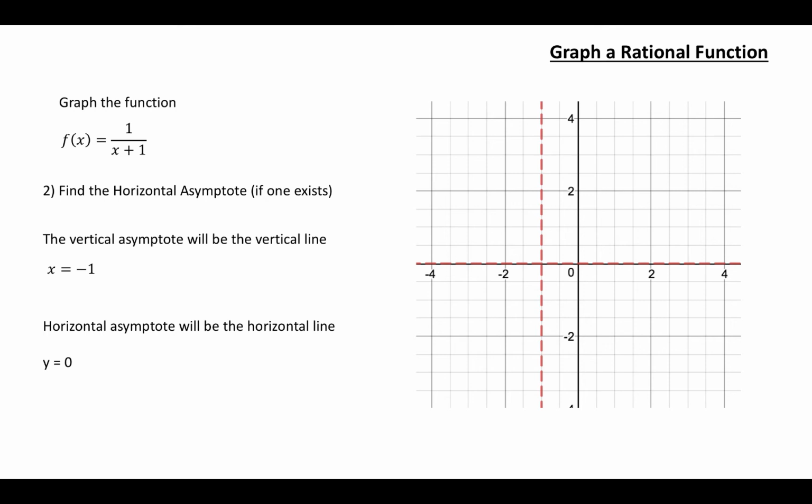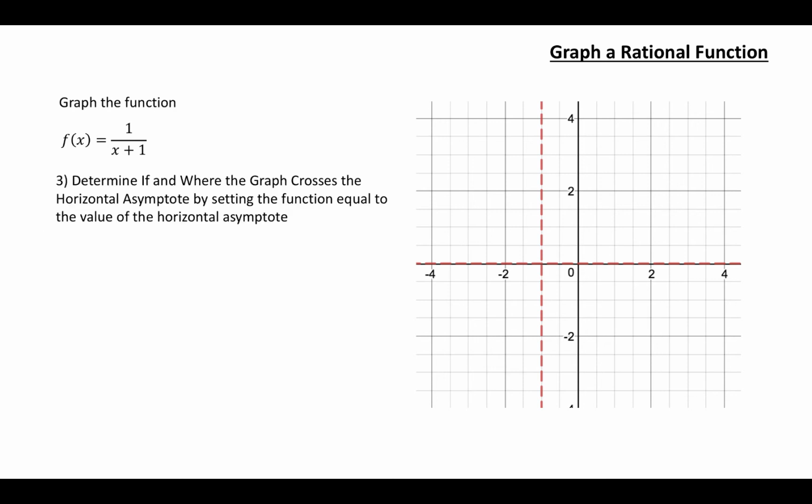Next, we will need to determine if and where the graph crosses the horizontal asymptote by setting the function equal to the value of the horizontal asymptote. The horizontal asymptote this time is the line y equals 0. So we will set the entire function equal to 0. We can begin to solve for x by multiplying both sides by x plus 1 in order to clear the fraction. When we do this, we wind up with the equation 0 equals 1.